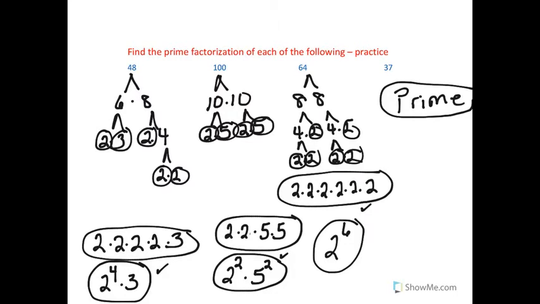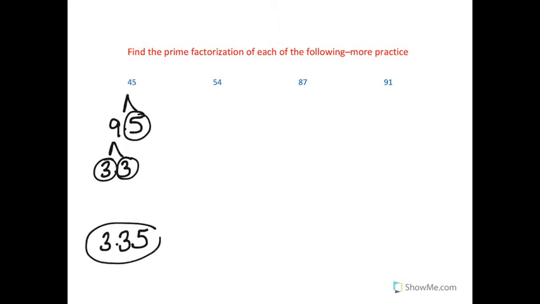All right, let's try the next page. Again, write these down, practice them, and come back and see how you did. All right, 45, 9 times 5. 5 is prime. 3 times 3. 3's are prime. 3 times 3 times 5. Checking. 9 times 5 is 45, and this is 3 squared times 5.